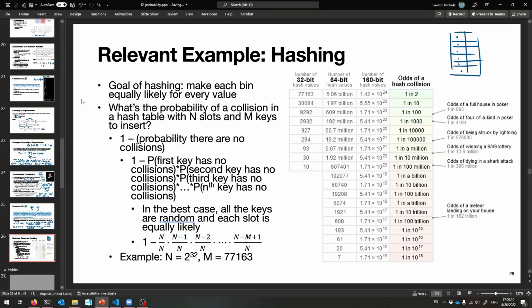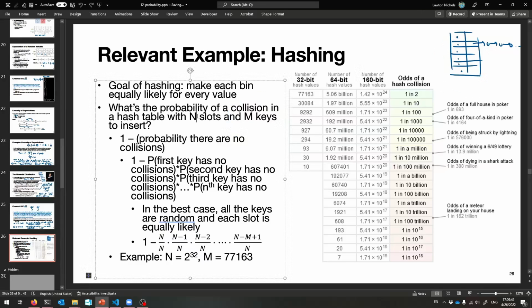And there are different ways to handle collisions, like you could use lists, for example, if you have collisions, but we would like to minimize collisions. We'd like to make sure that each bin is equally likely for every value of your key. Okay? So we'd like to calculate what is the probability of a collision in a hash table when you have n slots for your hash table. That's the number of bins you could put things in, and then m keys possible to insert. Like we know the user is going to insert 100 phone numbers, for example, but we only have 25 bins to put and use our hash table with.